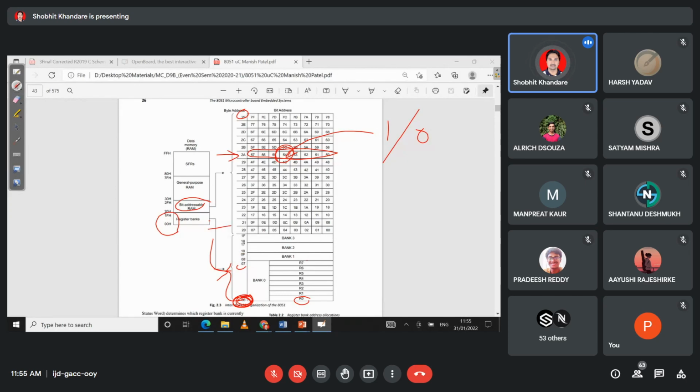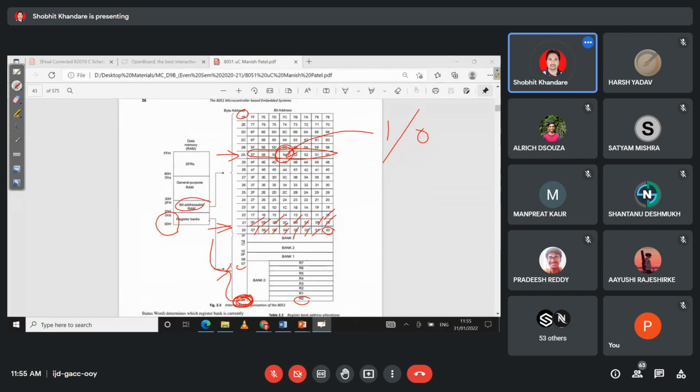Can you see here 20H? Yes. So in 20H, the internal bit address starts from 00. Can you see here 00, 01, 02, 03, 04, 05, 06, 07, 08, 09. After 09, 10 will not come. It is 0A, then 0B, 0C, 0D, 0E, 0F. After 0F comes 10.